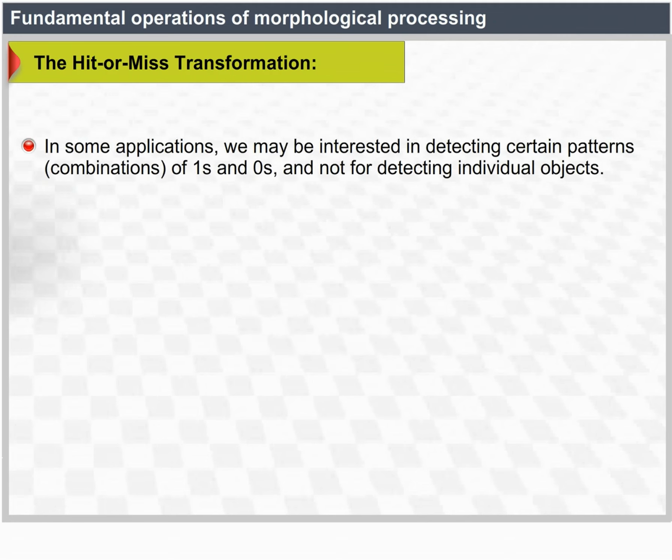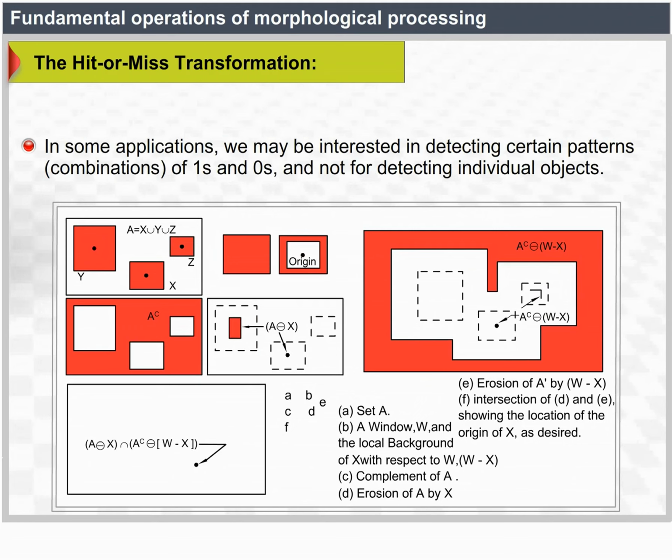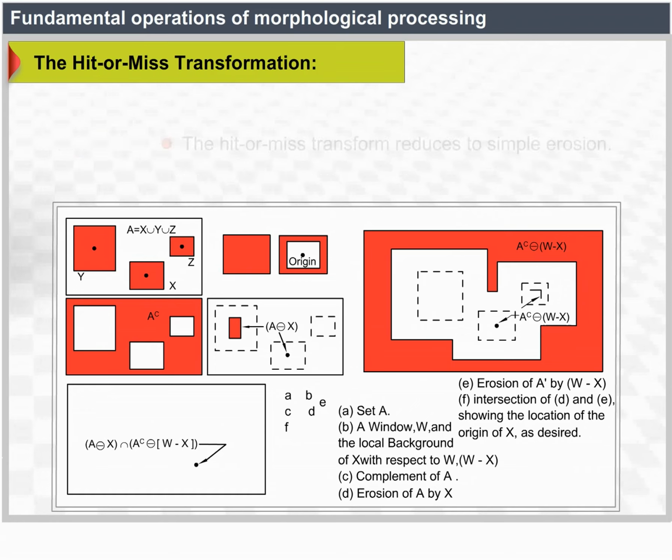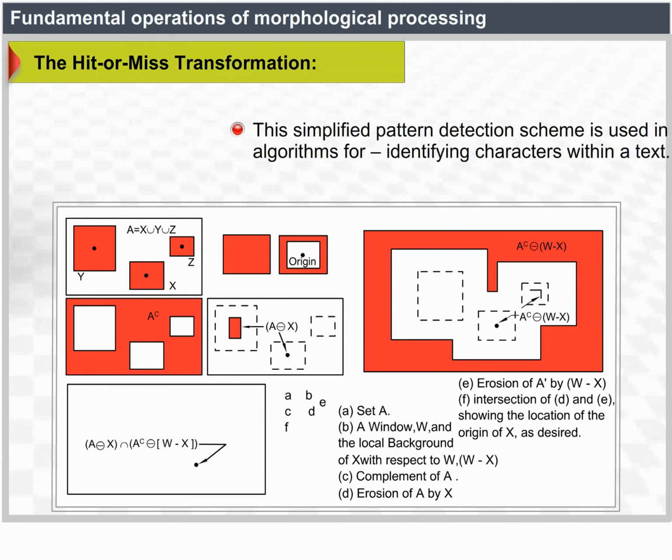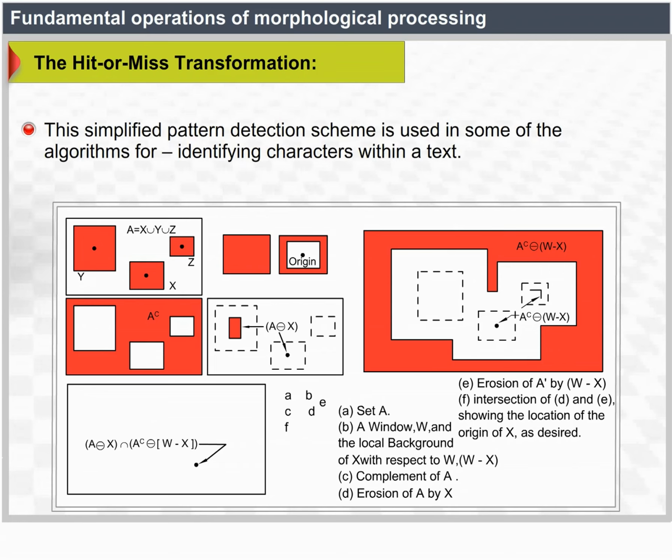In some applications, we may be interested in detecting certain patterns, combinations of ones and zeros, and not individual objects. In this case, a background is not required. The hit or miss transform reduces to simple erosion. This simplified pattern detection scheme is used in some of the algorithms for identifying characters within a text.